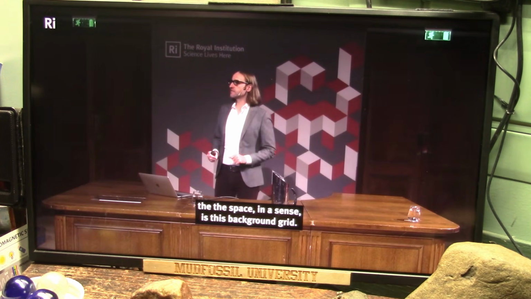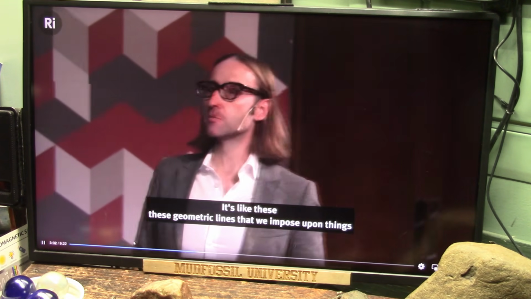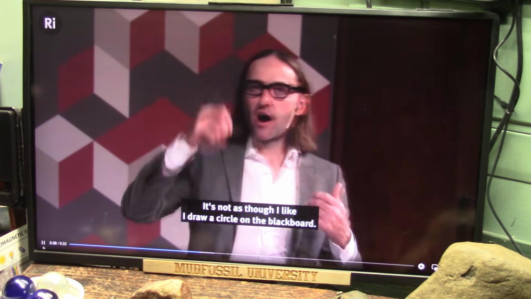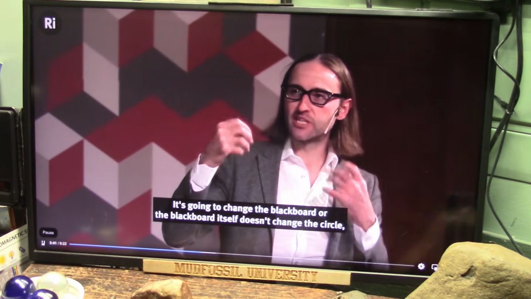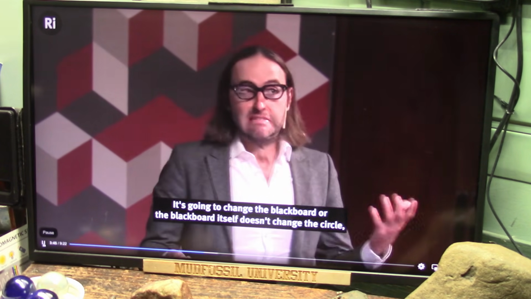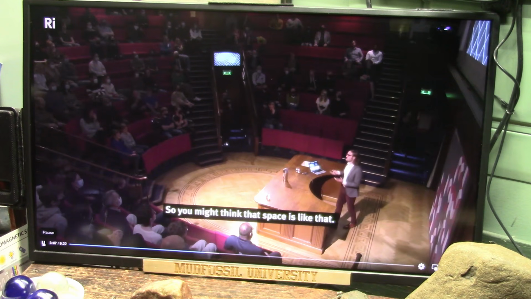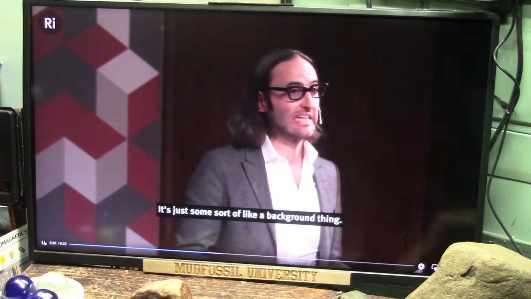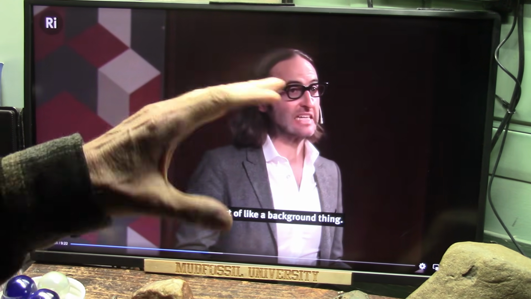So space, in a sense, is this background grid. It's like these metric lines that we impose upon things so that we can describe physical phenomena going on inside. But it's not real. It's not as though if I draw a circle on the blackboard, it's going to change the blackboard, or the blackboard itself changes the circle. But you might think that space is like that. Space is nothing, just some sort of background thing. No, that's not true at all. It's filled with fields.